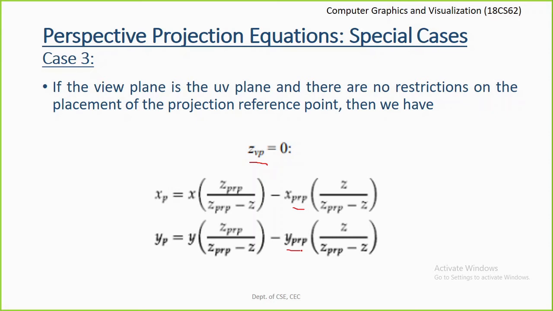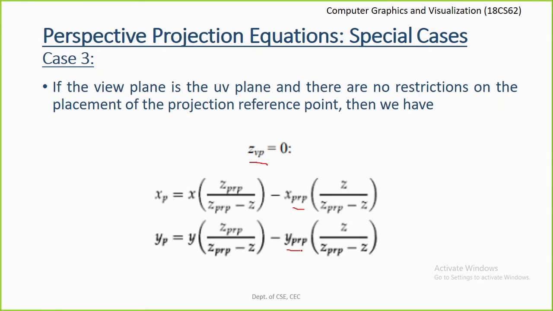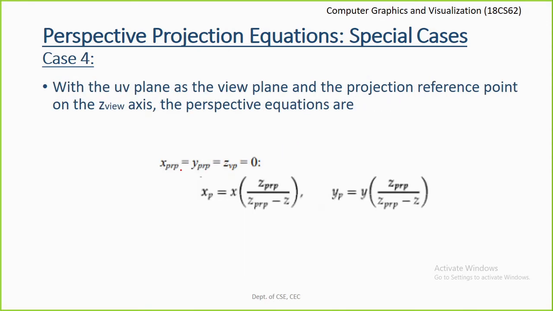The value of ZVP will be equal to 0. Now let us try to understand the fourth case here, a special case. With the UV plane as the view plane and the projection reference point on the z-axis, the perspective equation can be calculated as follows. If the UV plane is the same as the view plane, then ZVP equals 0 and the projection reference point is on the z view axis. This is a combination of case 1 and case 3, right? In case 3 we had ZVP equal to 0, that is what we have here, and in case 1 we had XPRP and YPRP equal to 0, that is what we have here.